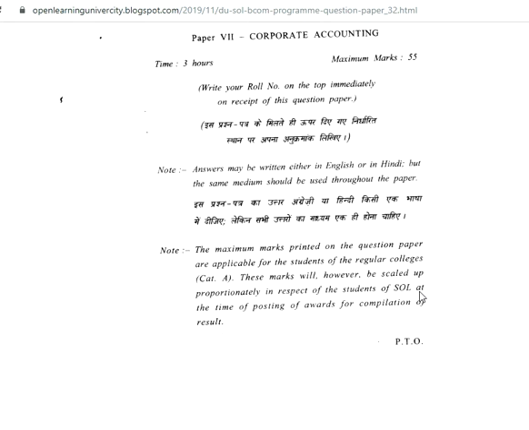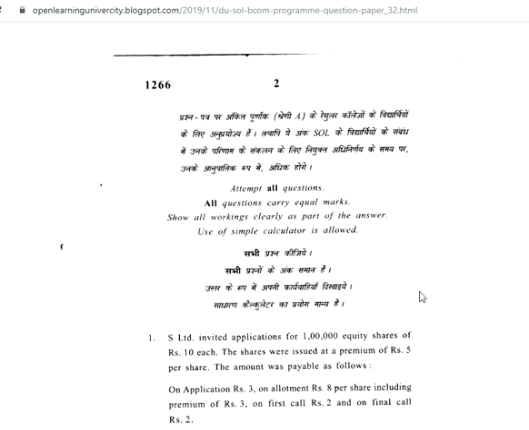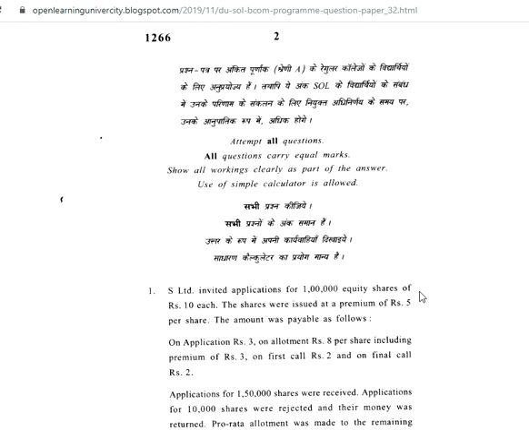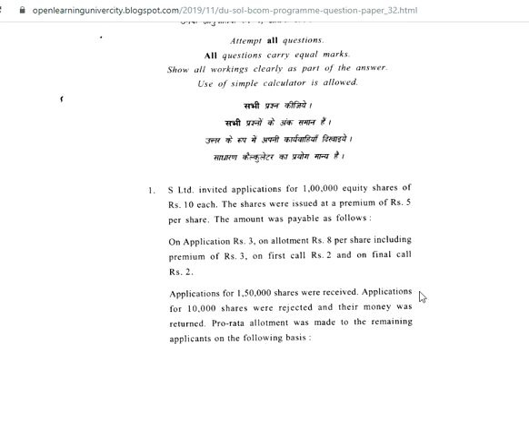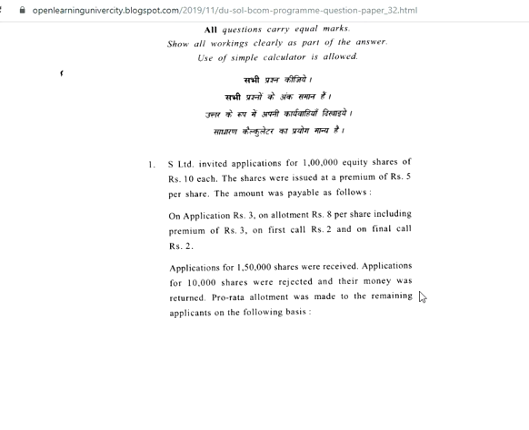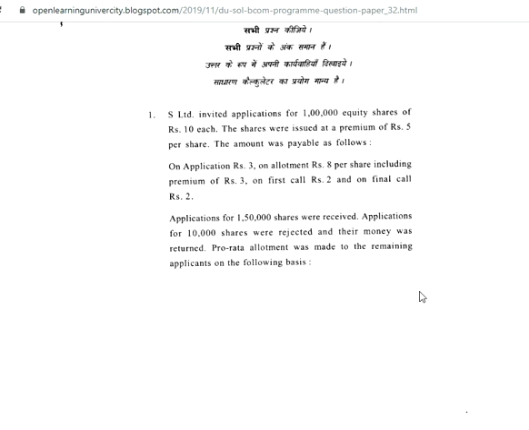Then the second note is that the maximum marks printed on the question paper are applicable for the students of a regular college CAT A. These marks will somehow be scaled proportionally. Actually this does not belong to us. It means दो क्वेश्चन पेपर्स में क्वेश्चन मार्क्स दे रखे हैं, उतने क्वेश्चन के मार्क्स हैं. This is an important note. Attempt all the questions. All questions carry equal marks. So that's good. So there is question number 1.